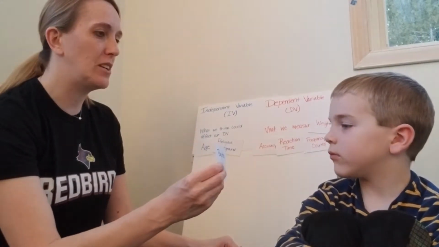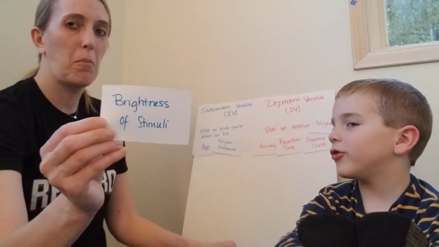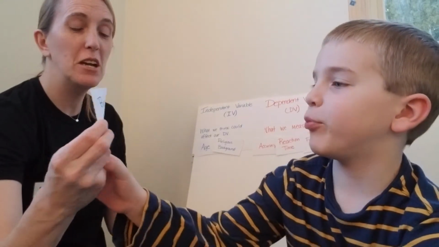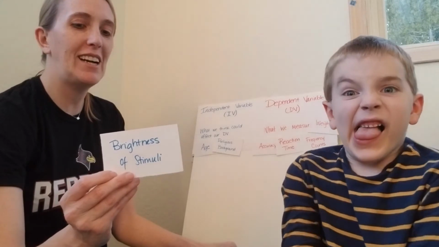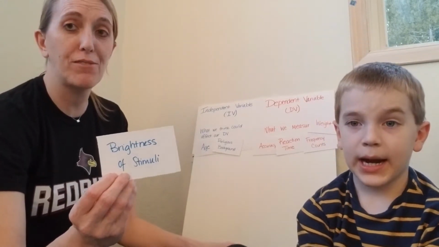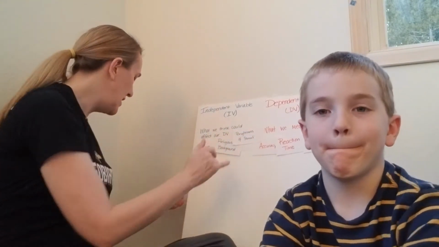How about this one? You know what that first word is? It's a tough one. We should have practiced these because these are hard words. Brightness of stimuli. So we might look at, again, something like reaction time, and we might say that you can brake faster to bright lights and you brake slower to not so bright lights.